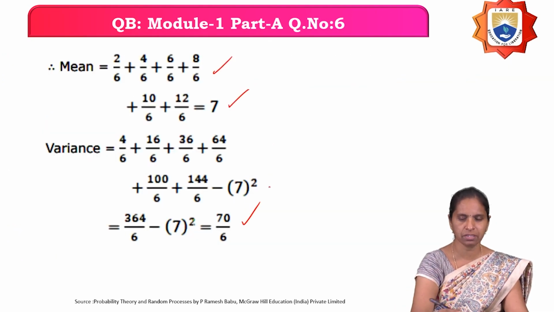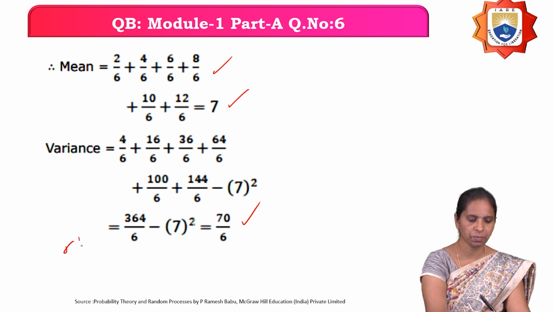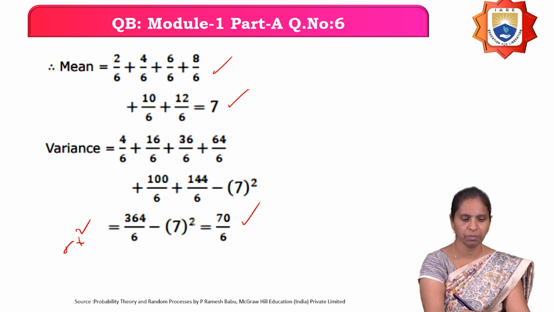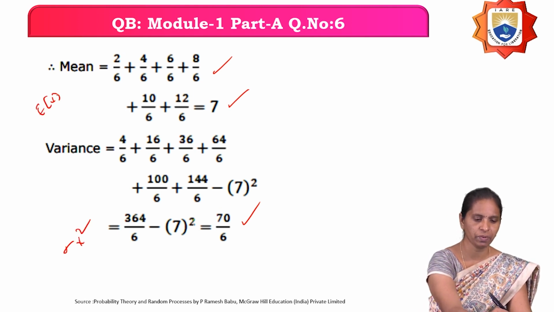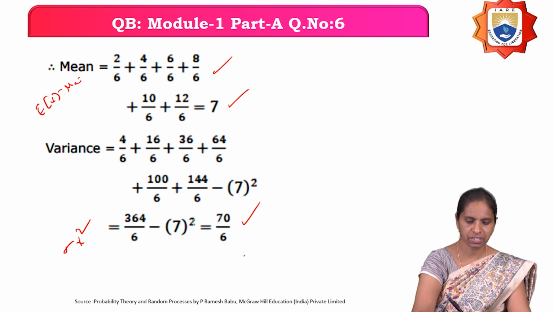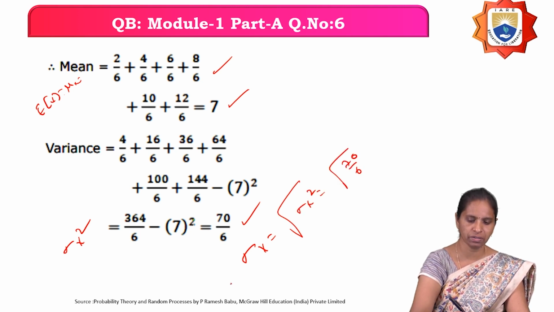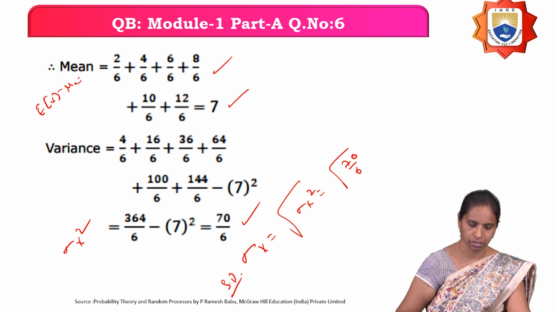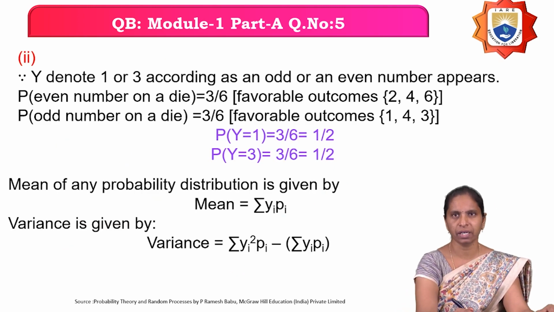Therefore, what is the variance of the random variable? Sigma x square equals 70 by 6, and the mean of the random variable, mu of x, equals 7. And what is standard deviation? Nothing but square root of sigma x square, nothing but square root of 70 by 6. That gives the standard deviation. And similarly, you can calculate for the random variable y also.